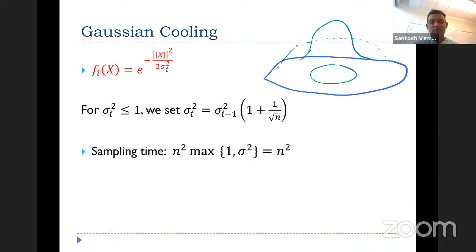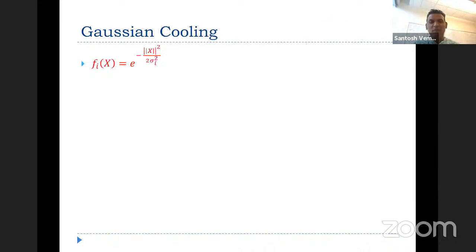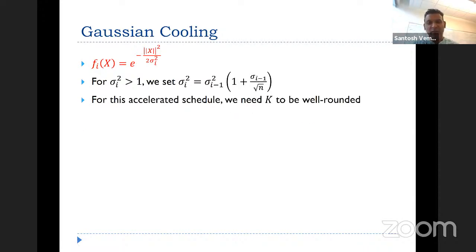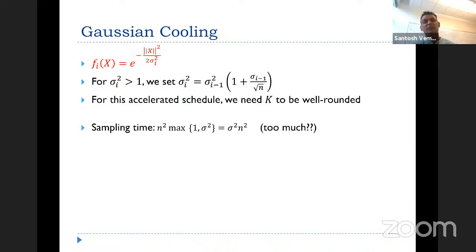We're still going up by 1 plus 1 over root n. How are we going to gain? The point is that when sigma squared is small, now the sampling time is only n squared. But when sigma squared is large, we're going to actually go faster. Rather than 1 plus 1 over root n, we'll go by 1 plus whatever is the current sigma over root n. So it accelerates. And this accelerated schedule still maintains the property that the variance of the estimator is small.